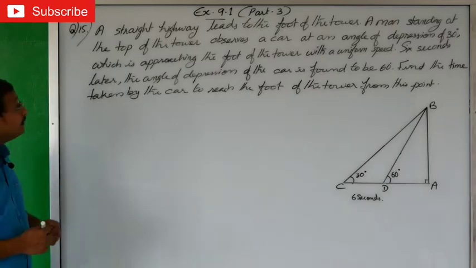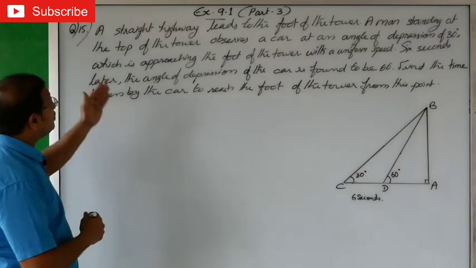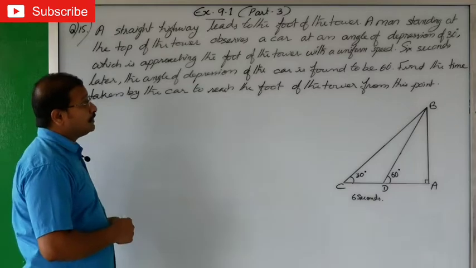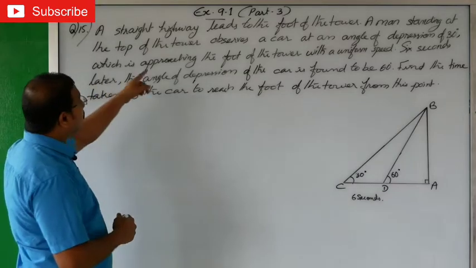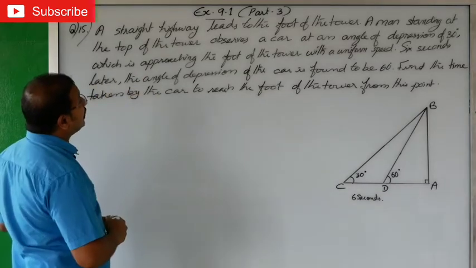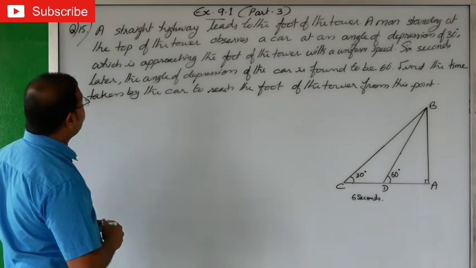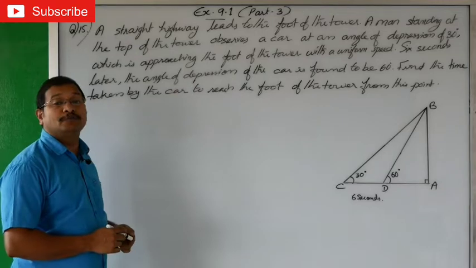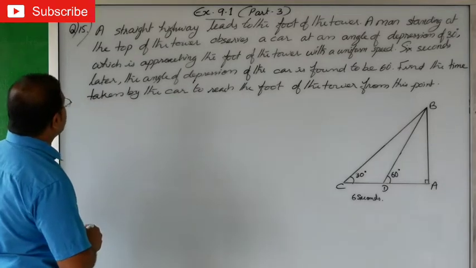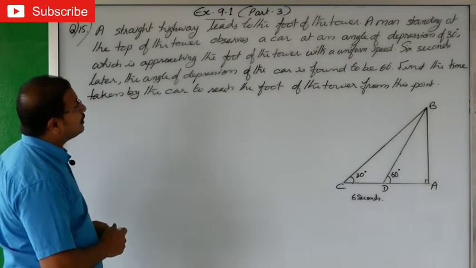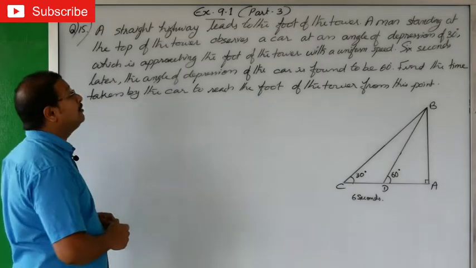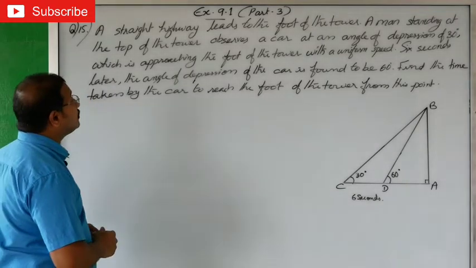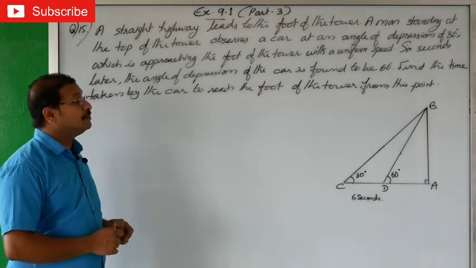Question number 15. I'll read the question once. A straight highway leads to the foot of the tower. A man standing at the top of the tower observes a car at an angle of depression of 30 degree which is approaching the foot of the tower with a uniform speed. 6 seconds later, the angle of depression of the car is found to be 60 degree. Find the time taken by the car to reach the foot of the tower from the point.